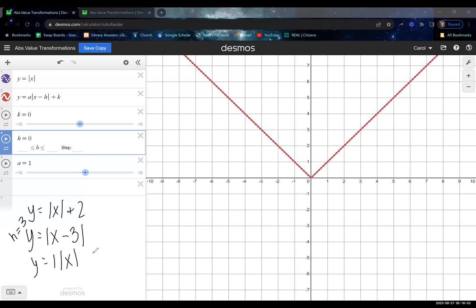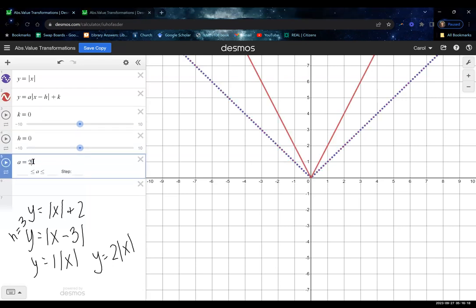But let's look if we were to change it to the absolute value of x. So we're just going to say a equals 2 and see what happens. Type that in. a equals 2. So our graph has become skinnier. It's squished. It's stretched up. This is called a vertical stretch. So it's where it used to be at 1, 1, now it's at 1, 2. It's taken all those y values and multiplied them by 2.